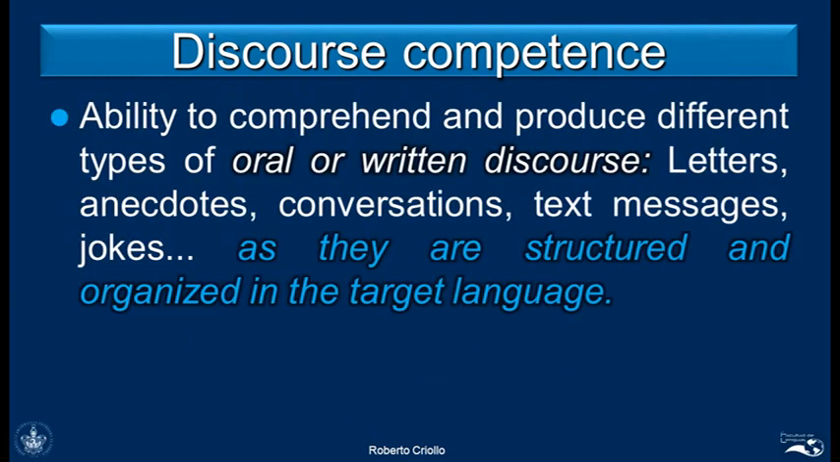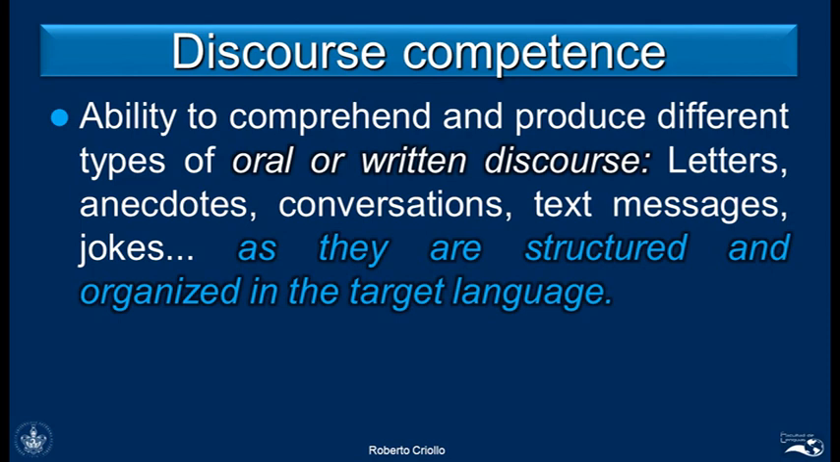So, as you could probably see, a letter is written and organized in a different way in English and in Spanish. A university diploma is also written in a different style in English and in Spanish. So this means that discourse competence refers to the ability to comprehend and produce different types of oral or written discourse. For example, letters: we need to learn how to write letters in English, or how to tell an anecdote, or how to hold and maintain a conversation, how to write text messages.